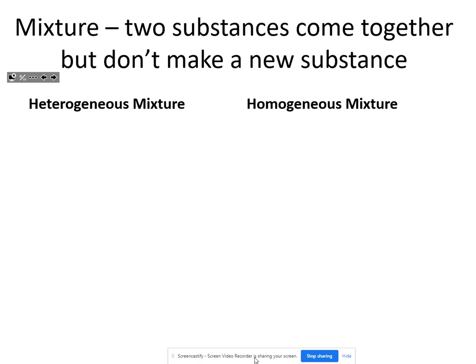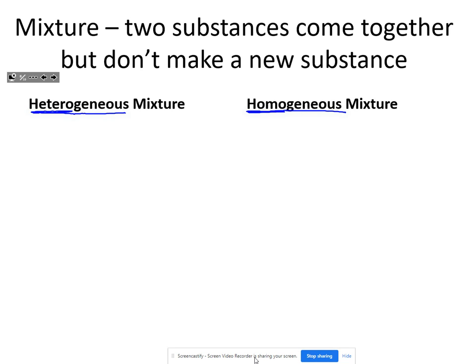Now, hetero, I am going to use this, heterosexual. There's 1 male and 1 female in a heterosexual relationship. Homosexual, that means there are 2 females or 2 males in a relationship. So those prefixes mean something. Heterogeneous means different throughout. Homogeneous, the same throughout.